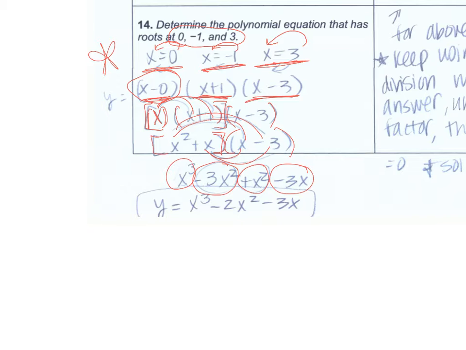Combine like terms, so our final answer is y equals x cubed, and minus 3x squared plus x squared is minus 2x squared, minus 3x. That is our equation. And we're done.